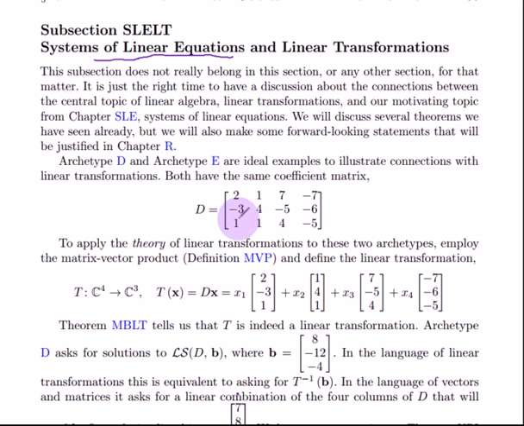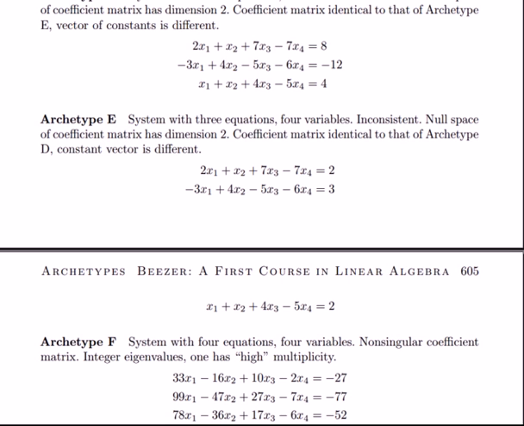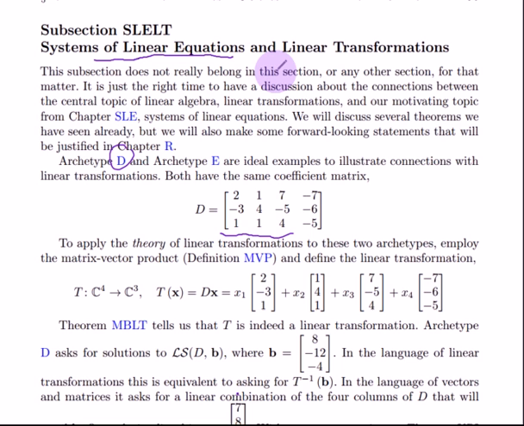Now we're going to look in particular at the matrix of coefficients. So if we look at this example, Archetype D, we can see Archetype D is here. So the matrix of coefficients is this part here. You can see it's 2, 1, 7, -7, -3, 4, -5, -6, 1, 1, 4, -5, which is just the matrix here. So properties of this matrix correspond to properties of the set of solutions of this system of linear equations.